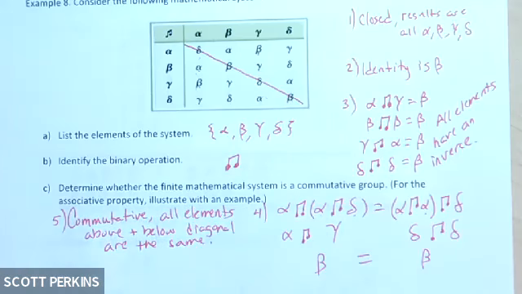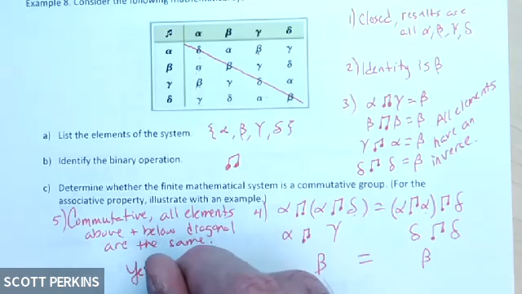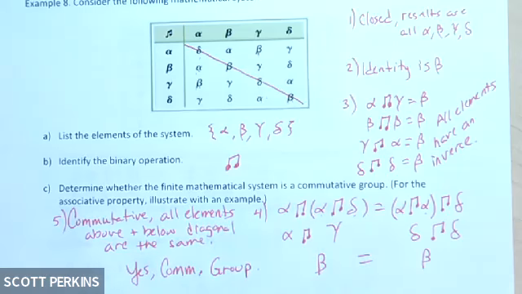So answering the question, is this finite system a commutative group? The answer is yes, it's a commutative group. I'm going to abbreviate commutative. Perfect. There it is, last example.